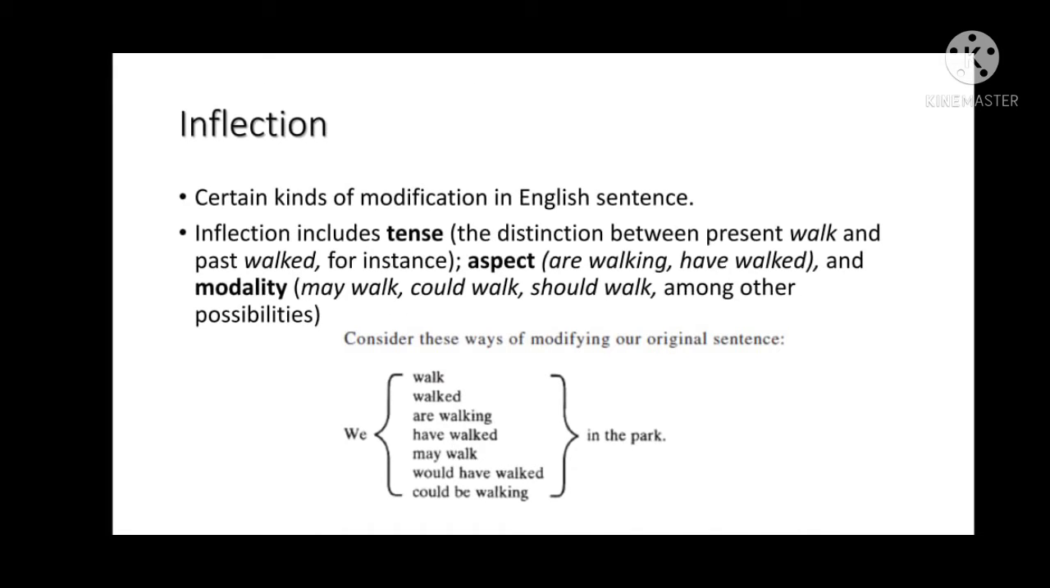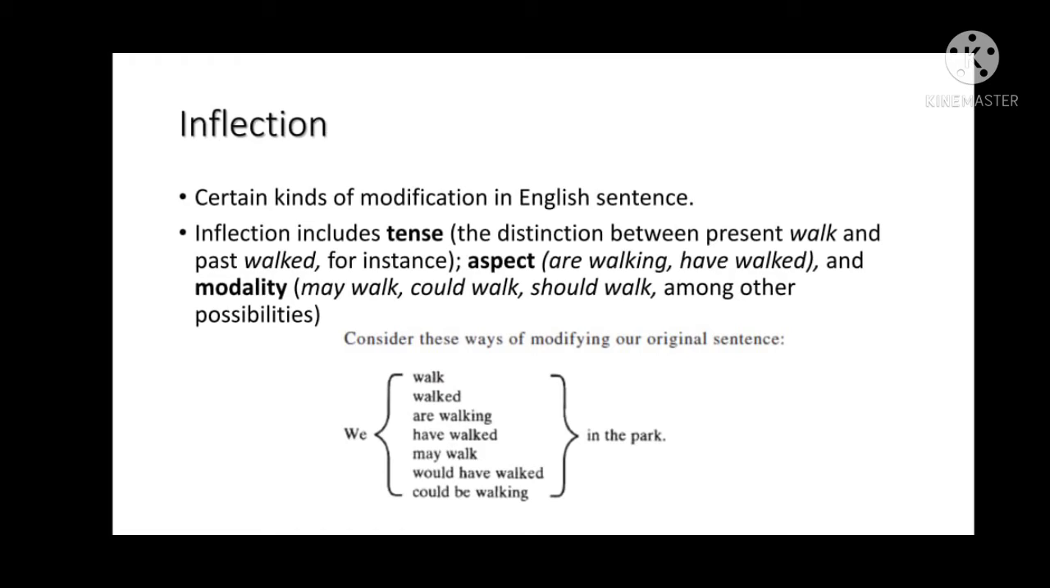Okay, next is inflection. Inflection is certain kinds of modification in English sentence. Inflection includes things like the distinction between present walk and past walked. For instance, aspect like are walking and have walked, and modality like may walk, could walk, should walk, among other possibilities.